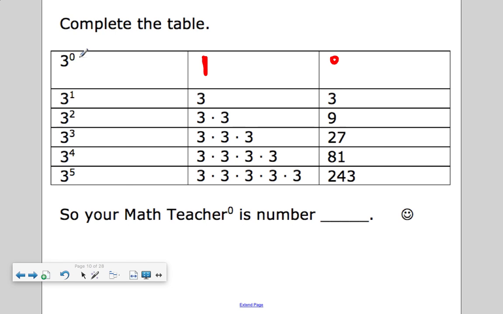Anything to the exponent of 0 will always be 1, because we start with a pattern with the number 1. Then you multiply that by a 3, hence you get 3. Then you multiply by 3, you get a 9. You can continue the pattern. So I, Mr. Joe, to the power of 0, I am number 1. So anything to the power of 0, you're number 1.